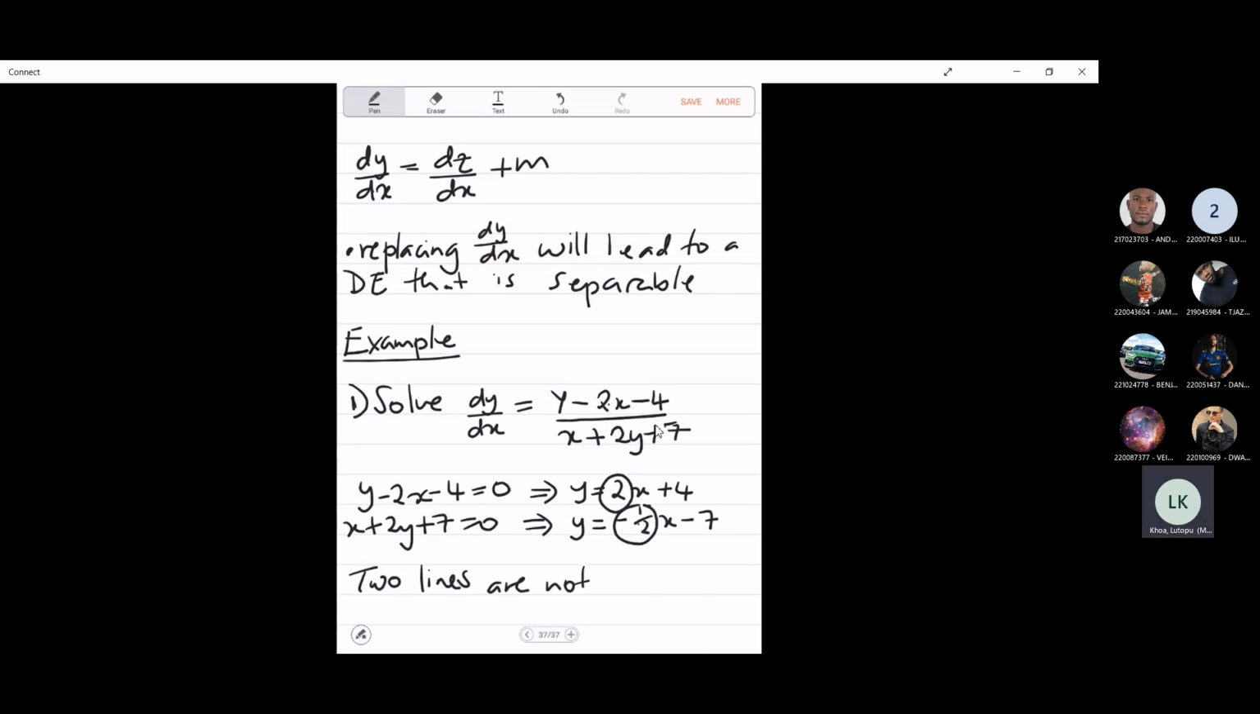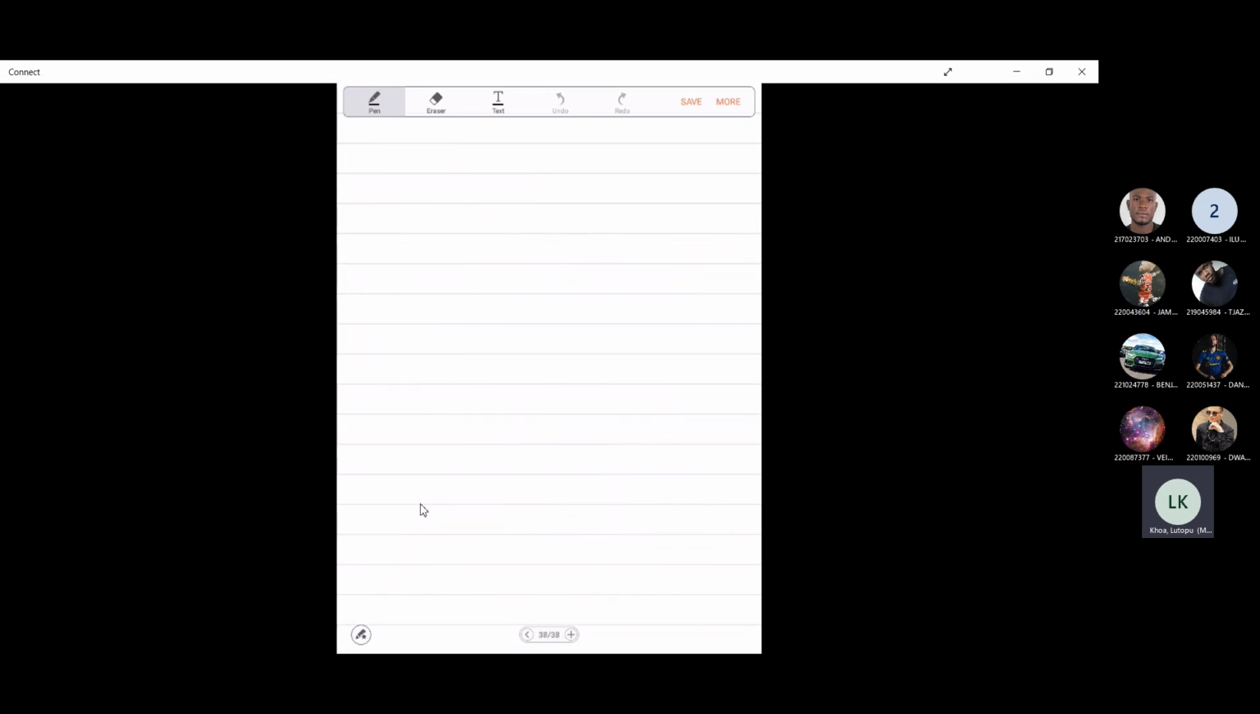They are not parallel. So what we need to do is find the point of intersection. So we solve the two simultaneously. How you choose to solve it is really up to you. You can use the ordinary elimination that we do, the substitution method, graphing if you want to, Cramer's rule even. It's really up to you.